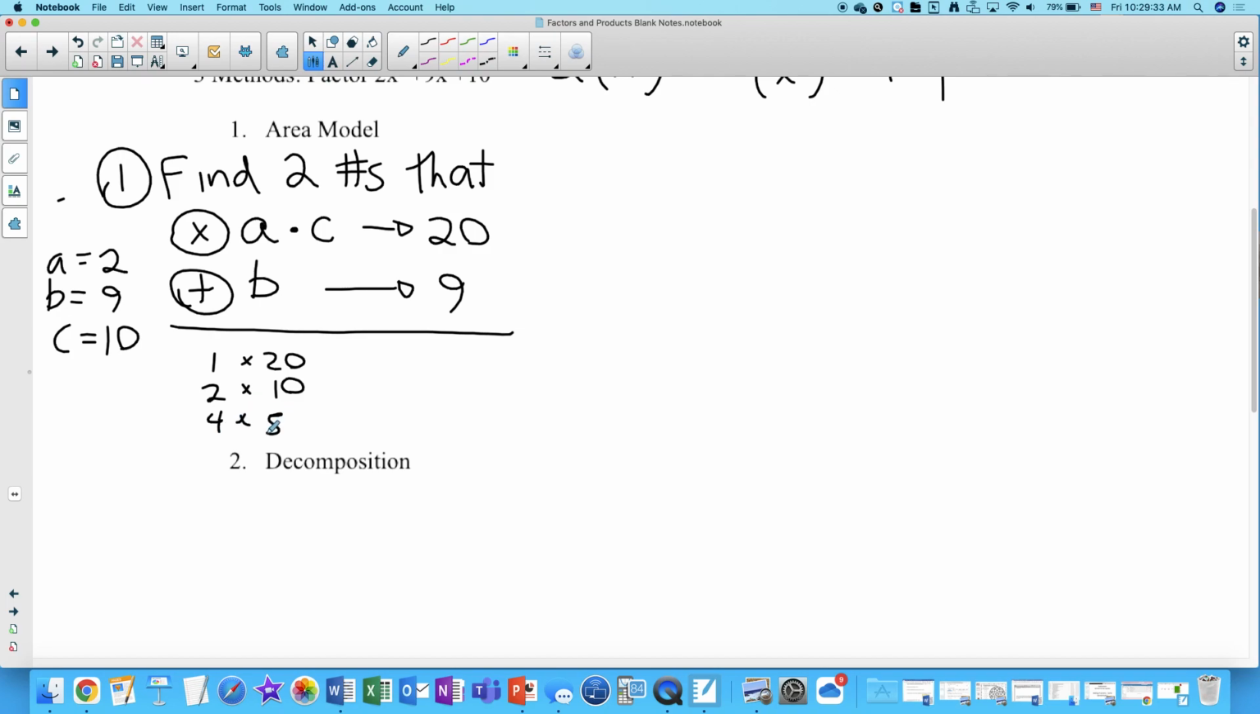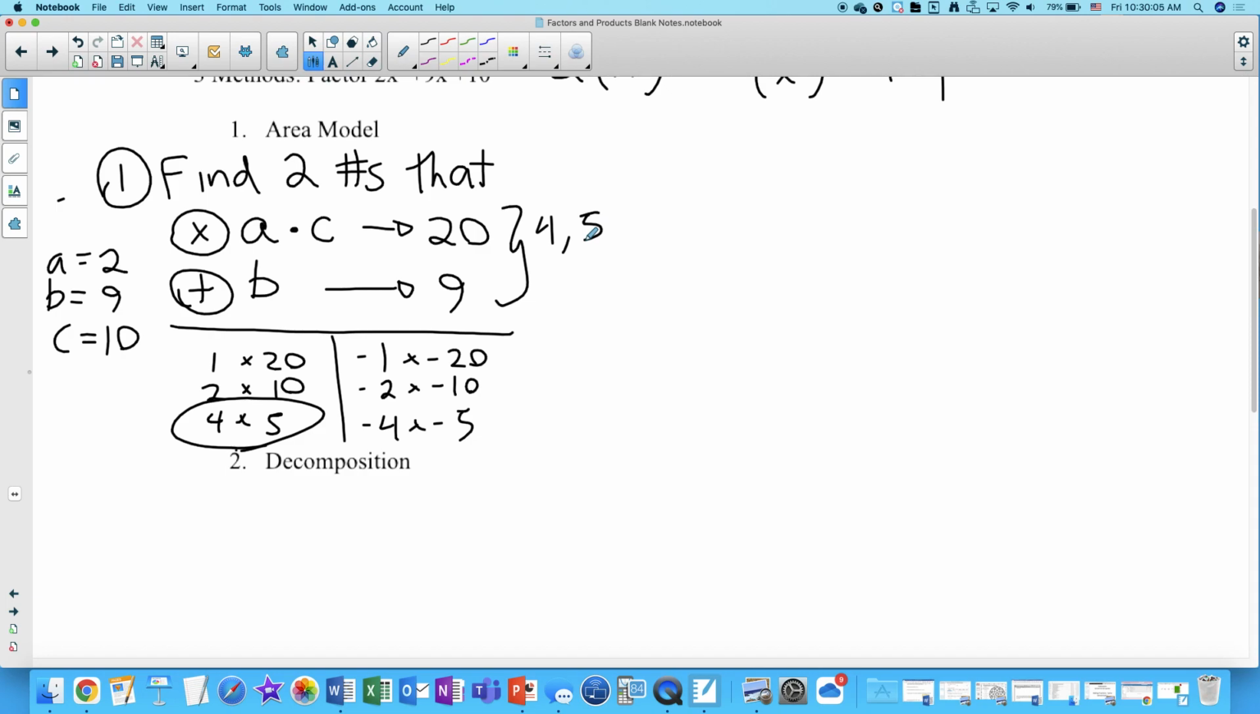Okay? Now, one thing I should mention is that every pair has sort of a partner pair where you swap the signs. So also, -1 times -20 multiplies to 20. -2 times -10. And -4 times -5. Okay? Once you have an exhaustive list, then you should be able to find the pair that add to the b value, right? So here the numbers are 4 and 5.